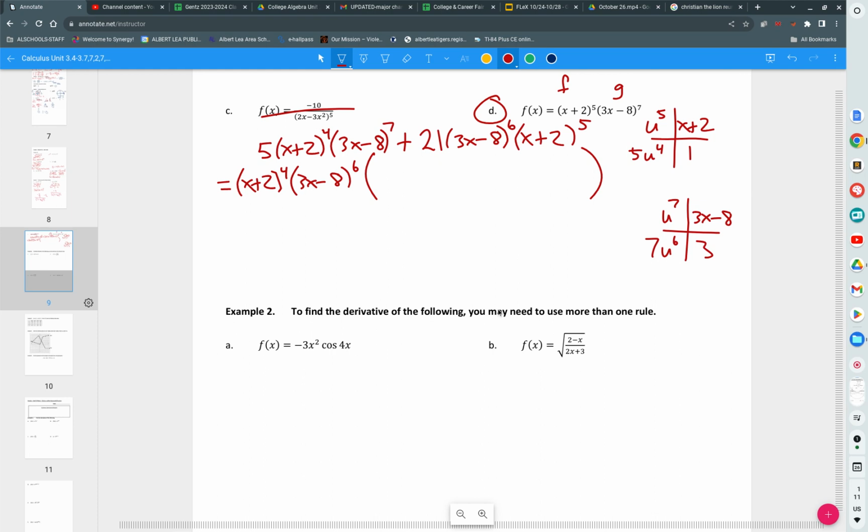Lily, do you see that? Okay. So I'm looking at this thing right here, and I'm looking at that thing right there. They both share an x plus 2, right? They both share 4 of them. And they share a 3x minus 8. They both share 6 of them. So I'm taking that out as my common factor.